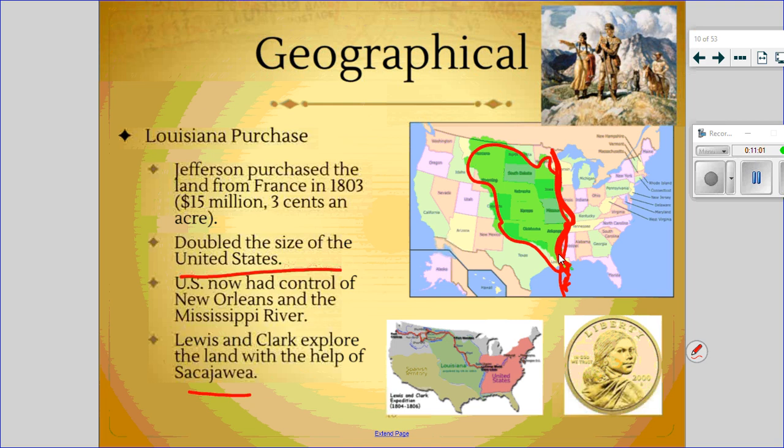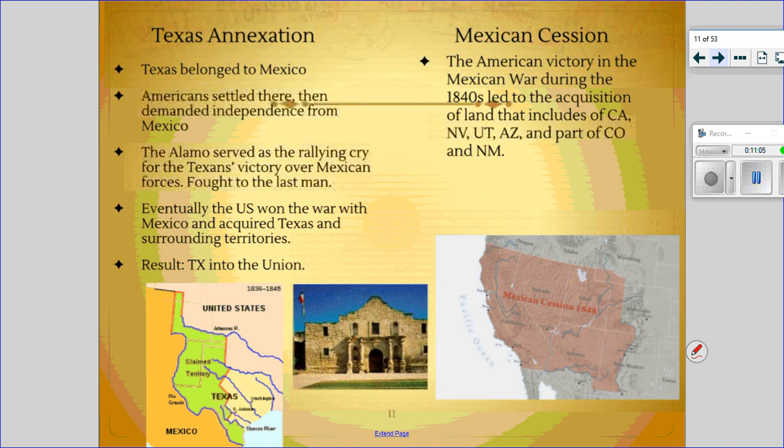So Sacagawea is an indispensable part of this expedition. All right, let's take a look at a couple other examples of U.S. expansion. One of them is the Texas annexation. All right, so Texas was a province of Mexico. It belonged to Mexico.